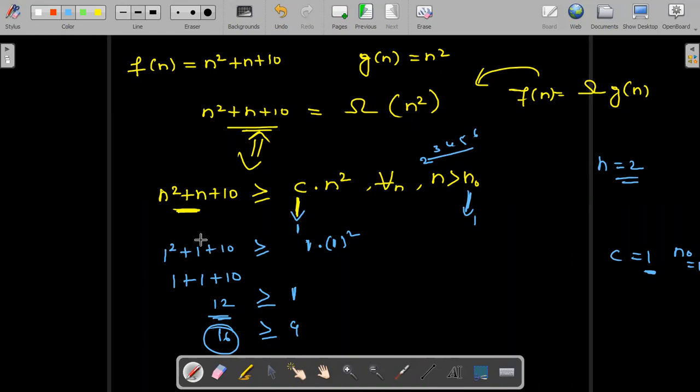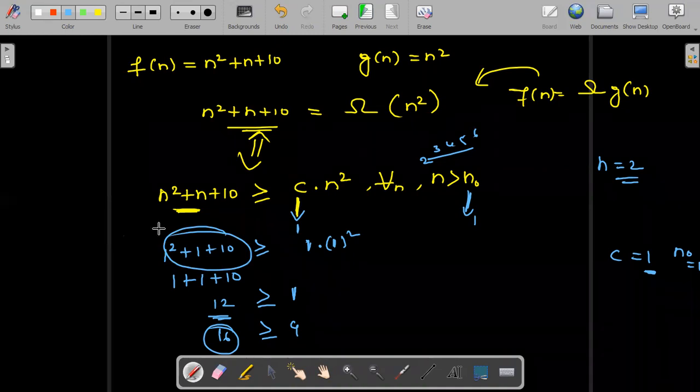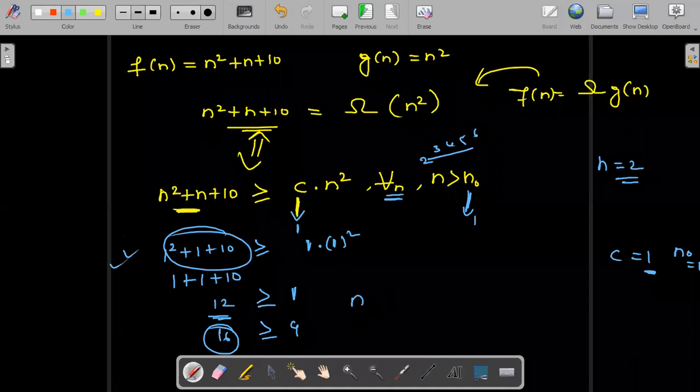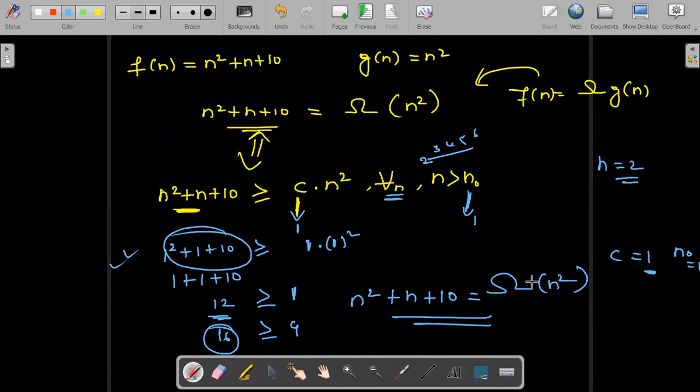Every value satisfies the left side being greater, I'm sorry, the left side being greater, it will satisfy. That is the reason why for every n it will satisfy. So finally I will say n square plus n plus 10 is equal to big O of n square, sorry, omega of n square.